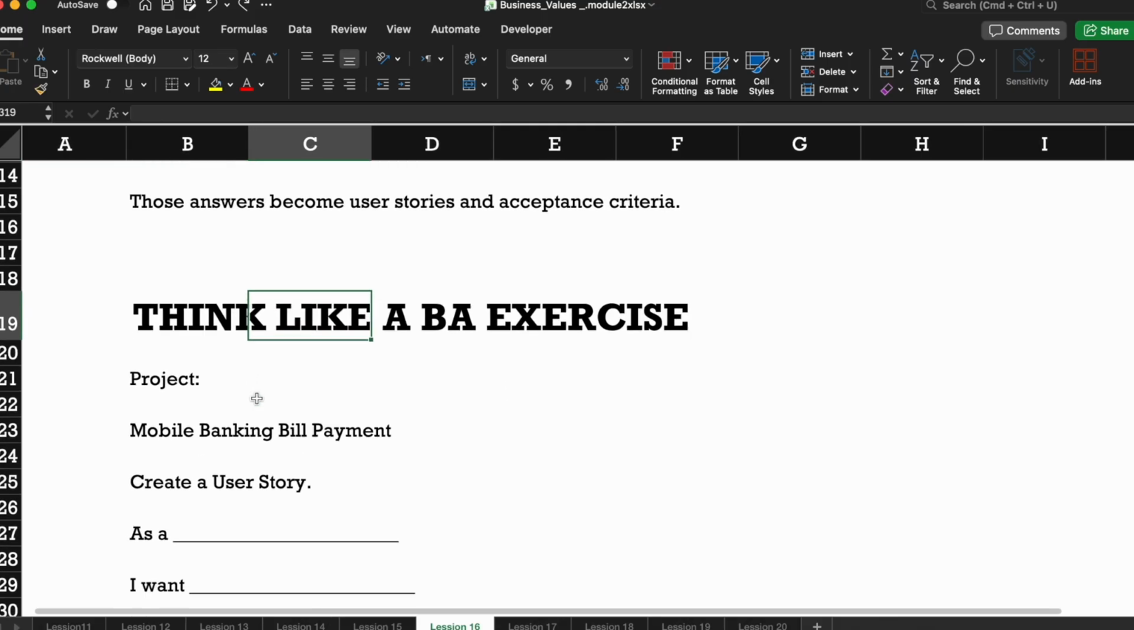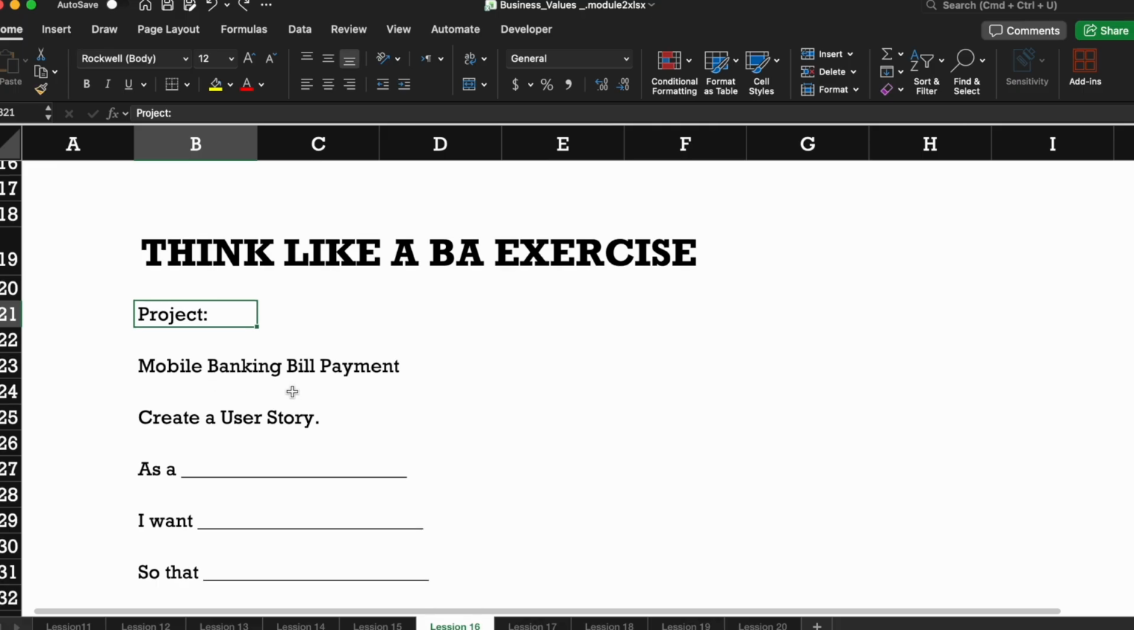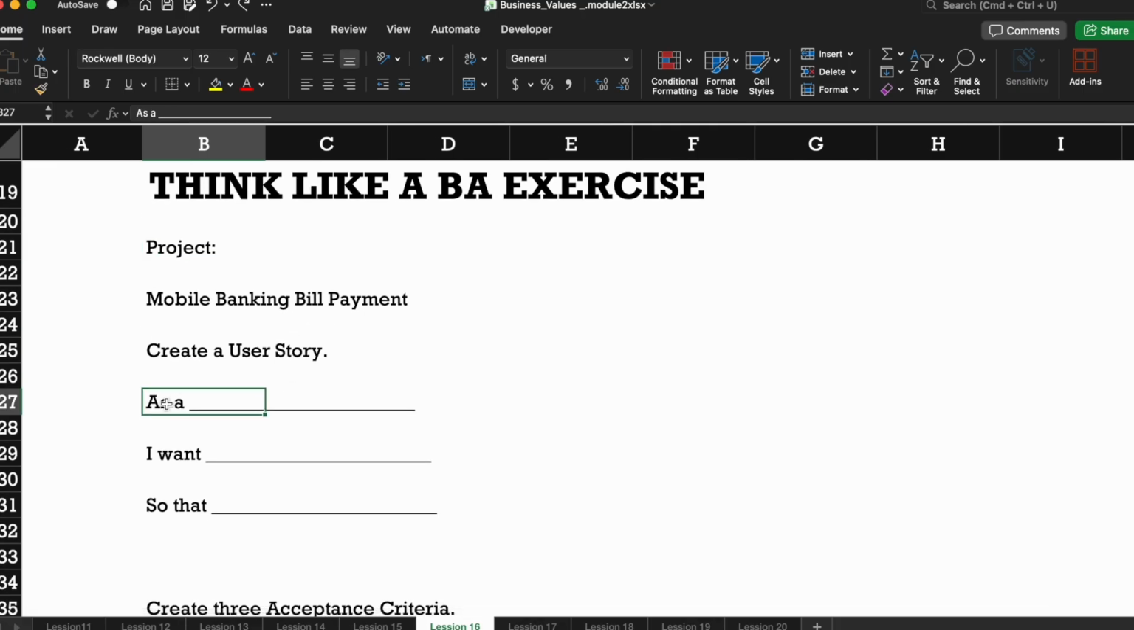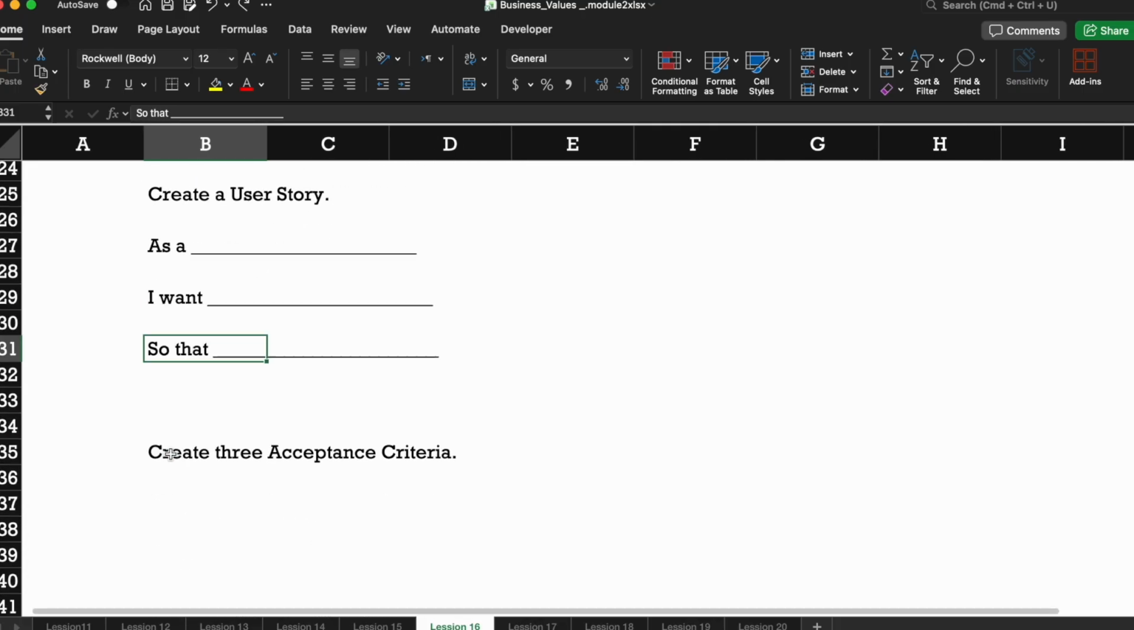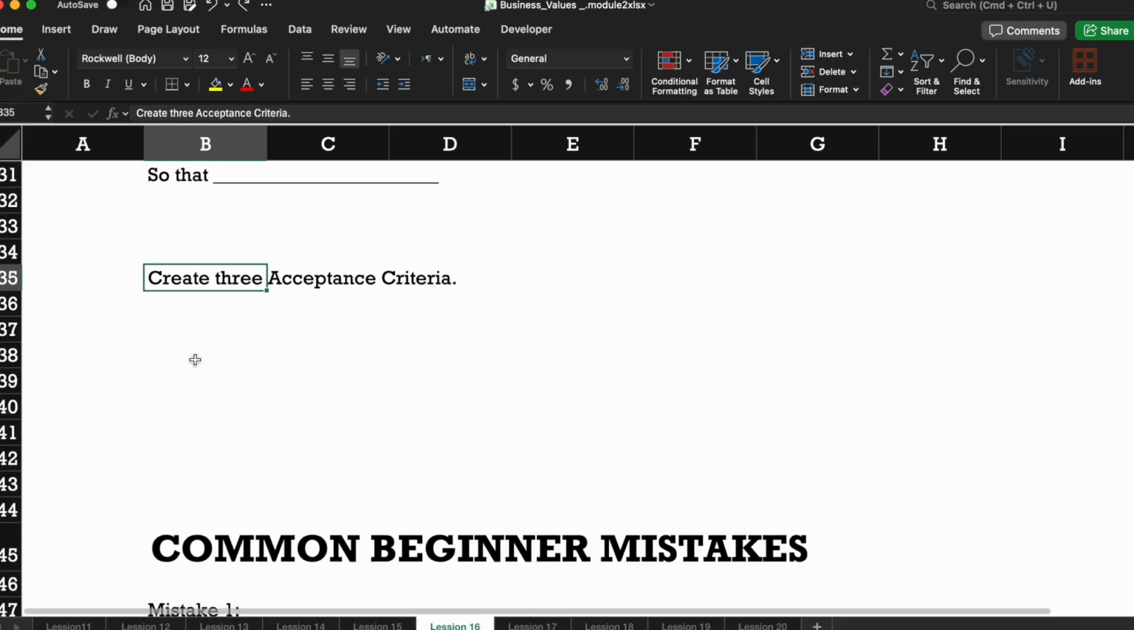Think like a BA exercise. Project: mobile banking, bill payment. Create a user story in the "As a, I want, so that" format. Create 3 acceptance criteria here.